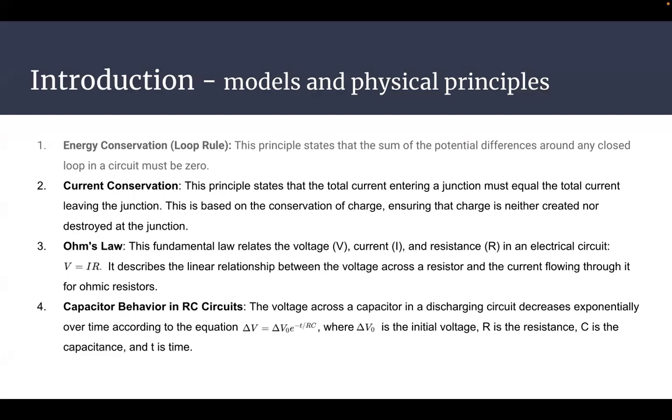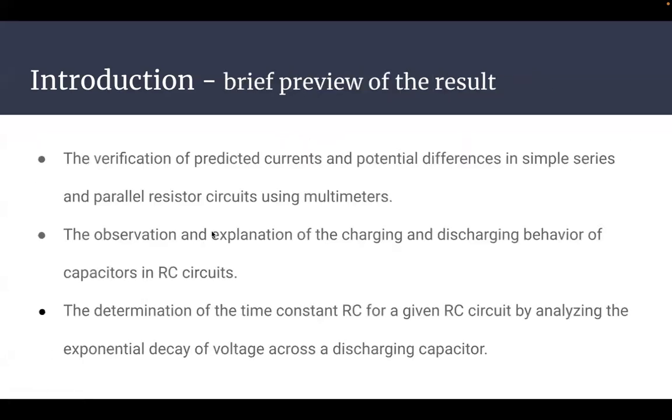Lastly, capacitor behavior in an RC circuit. The voltage across a capacitor in a discharging circuit decreases exponentially over time according to the equation, where delta V sub 0 is the initial voltage, R is the resistance, C is the capacitance, and t is time. Here's a brief preview of the results of this lab. The observation and explanation of the charging and discharging behavior of a capacitor in RC circuits, and the determination of the time constant RC for a given RC circuit by analyzing the exponential decay of voltage across a discharging capacitor.